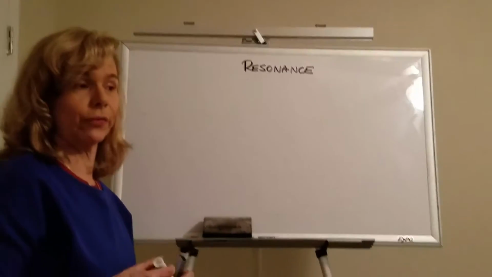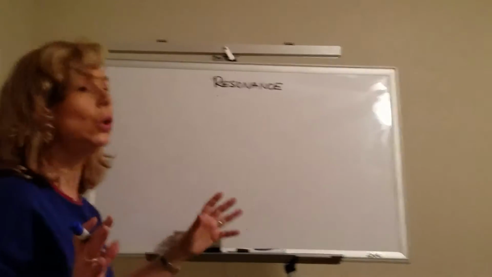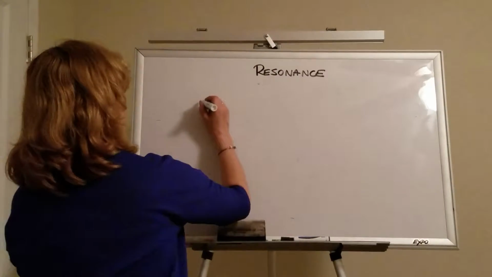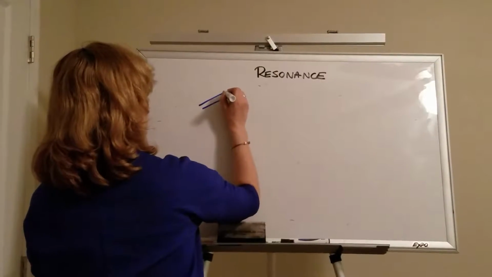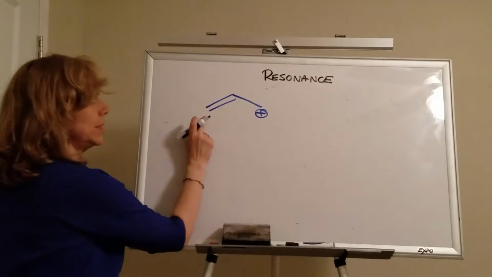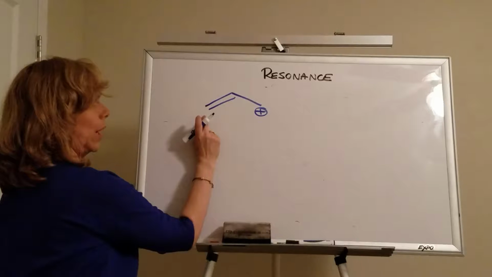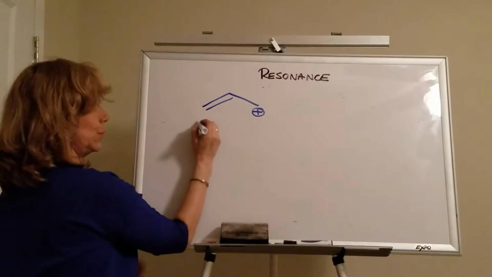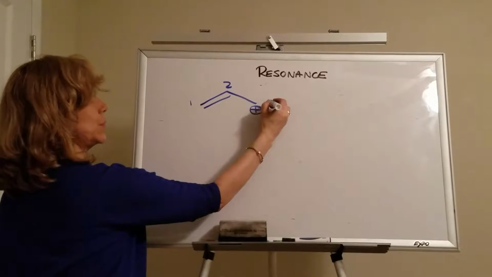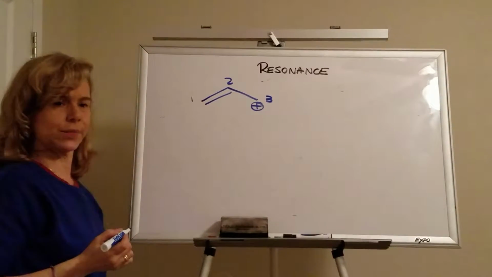Explain the concept of resonance. How can we delocalize electrons? For that, we're going to choose the example of the allyl cation. This is the structure over here. And this carbon is sp2 hybridized. So carbon number 1 is sp2, carbon number 2 is sp2, carbon number 3 is sp2.